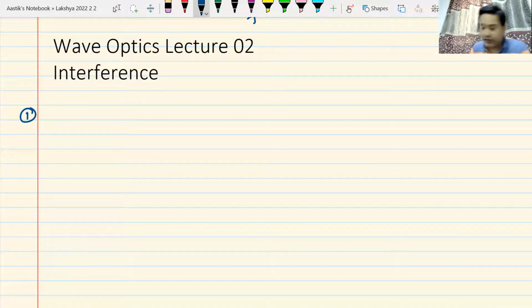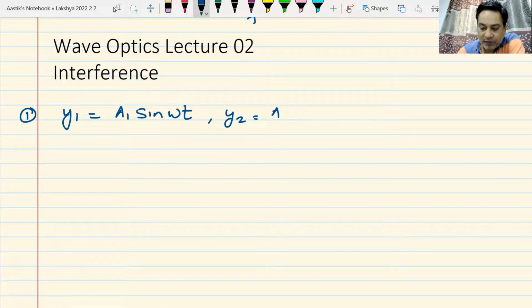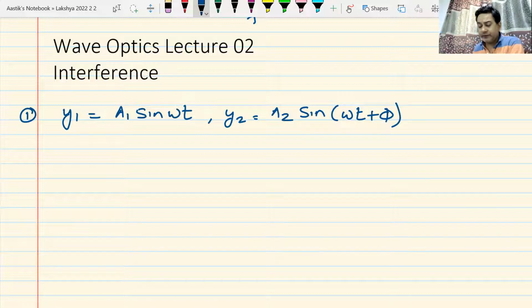If I just give you a quick recap, if I have two waves, I hope I am audible and visible to all of you. Y1 is equal to A1 sine omega t. And if I have a second wave, Y2 is equal to A2 sine (omega t plus phi). Phi is the phase difference between the two waves. Now, these are waves moving in the same direction.